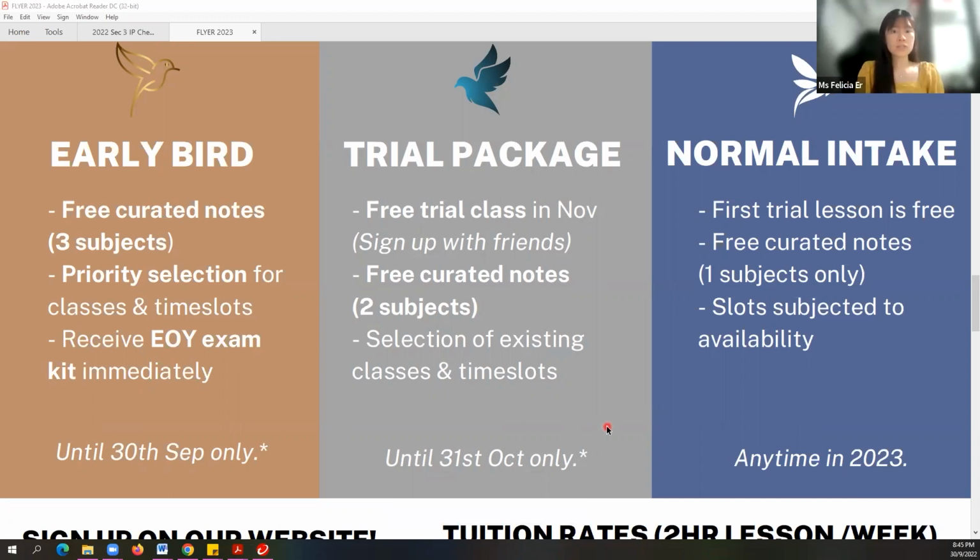So just to check, do any of you have any other concerns or questions regarding the signing up of next year's tuition? The tuition here is all for Sec 4, year 4. We don't have Sec 3 tuition. Any questions?